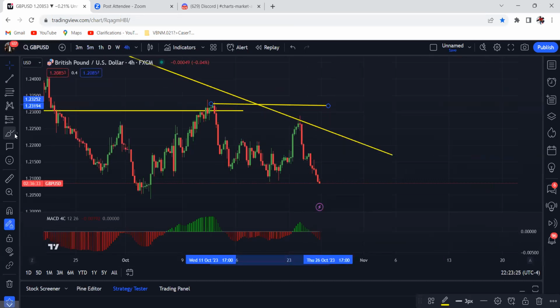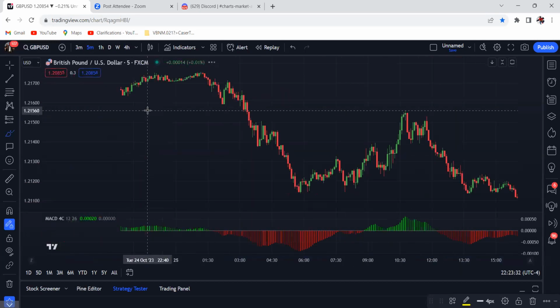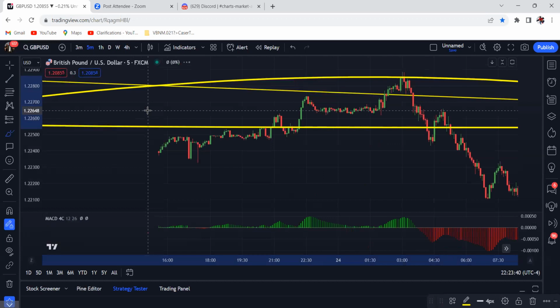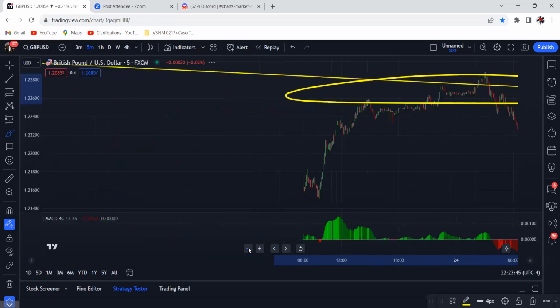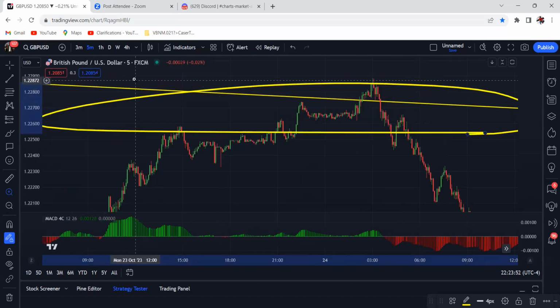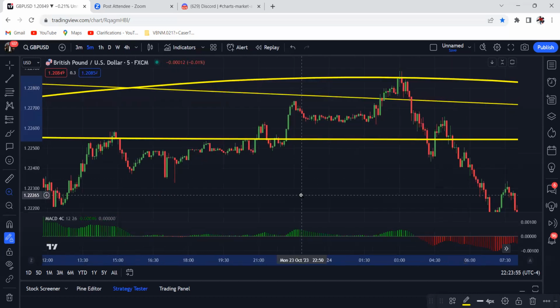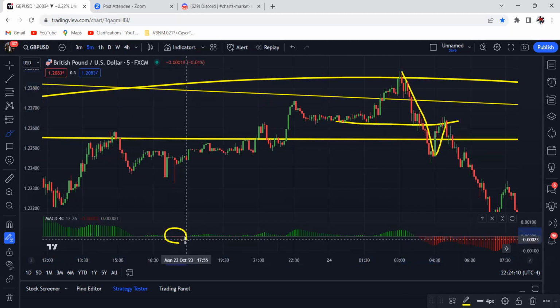Let me circle this. Watch this. Perfect. That's where I circled. Right. Now, change of character here. Right? There's your change of character. Or if I was to go off the MACD, right? If I wanted extra confirmation.